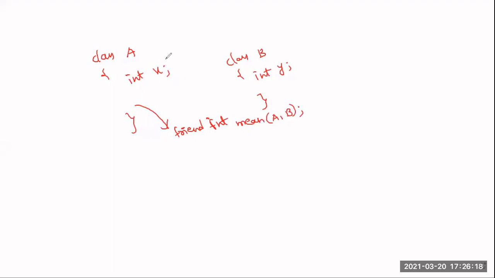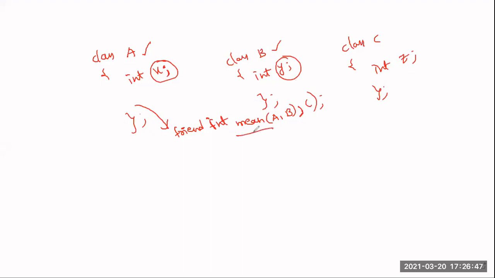But the only thing is here x is the private data of class A and y is the private data of class B. But I am trying to access this private data from two classes. I can access even from class C also, like it has z. Then I have to write this float mean of A, B, C. Okay, I will try to do this program. I just want to find out the average, the mean, or anything you can do. That may be finding the biggest number among three numbers.